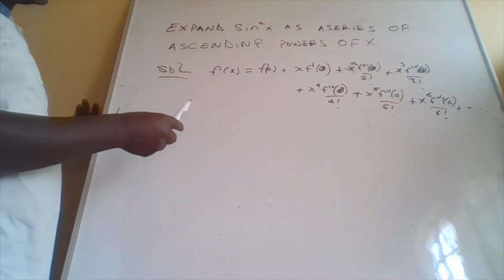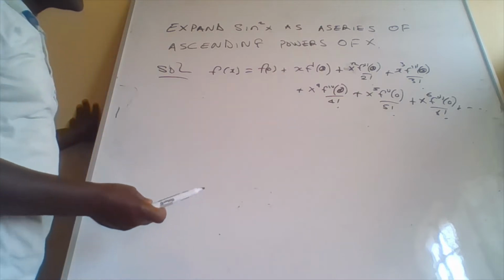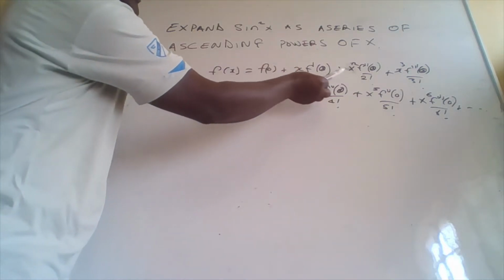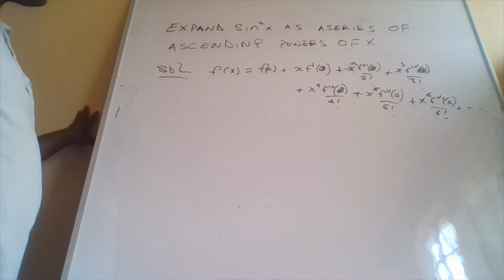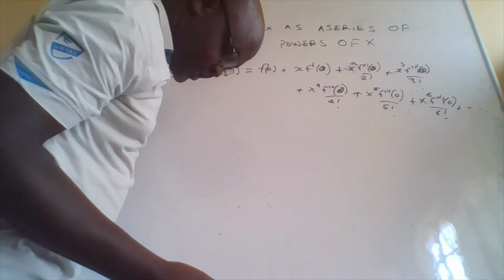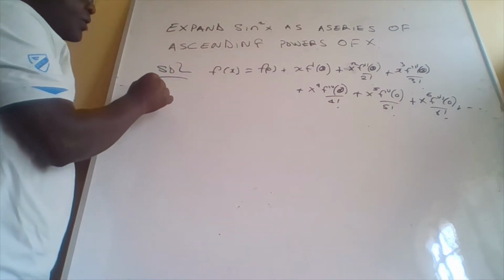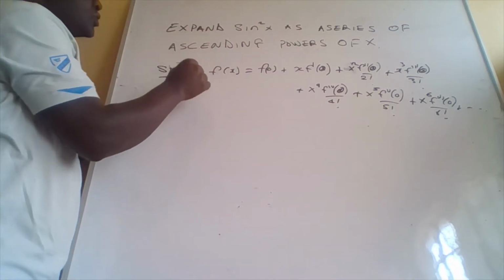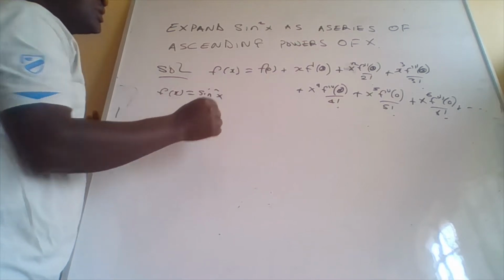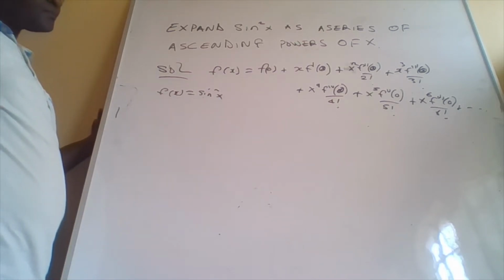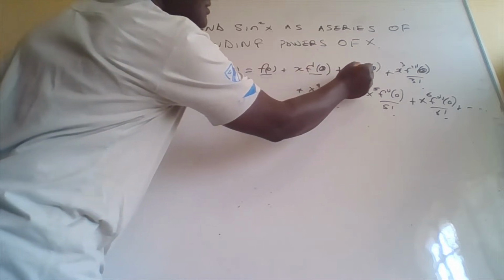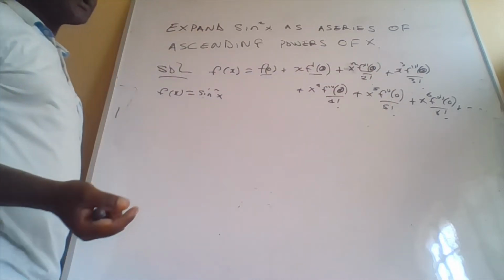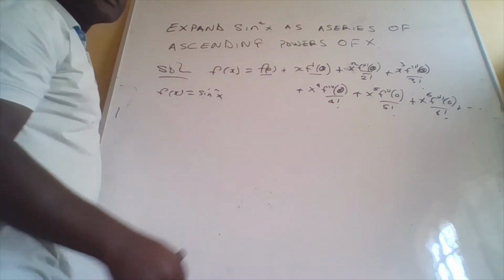So as you can see, the powers of x are increasing. You have x raised to 1, x raised to 2, x raised to 3, x raised to 4. It continues like that. So from this equation, what we are saying is that our f of x equals sine x squared. Now, we shall be required to get these constants. Once we get them, we simply insert them in that formula.